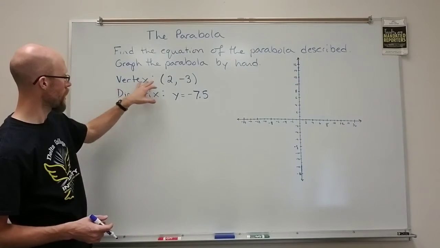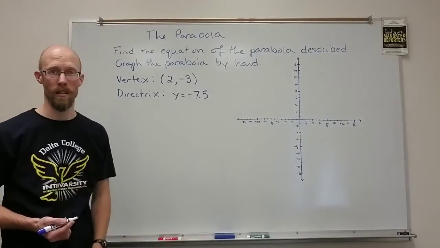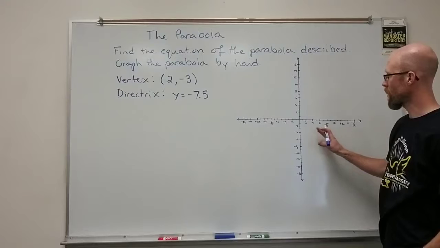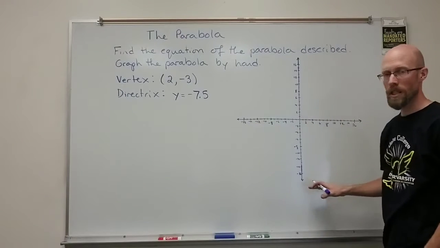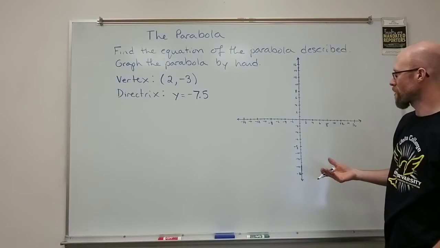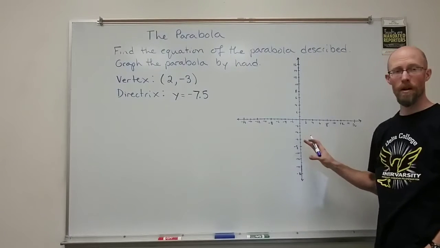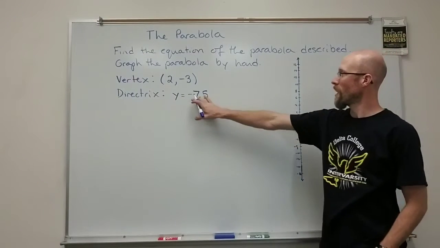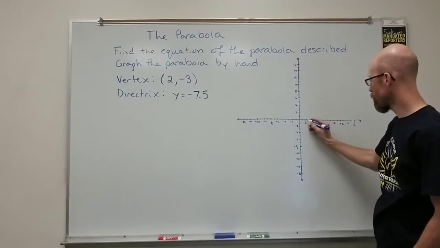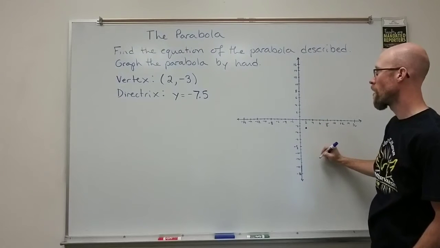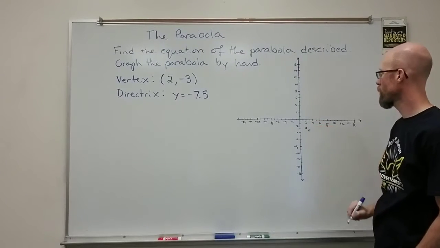Okay, so first I would plot the vertex at (2, -3). So I've got a grid set up here. I've got 16 units in each direction, each axis. I don't know if that's necessarily going to be sufficient. It probably is overkill, but we'll try it. So (2, -3) is over 2 and down 3. So that's going to be our vertex.